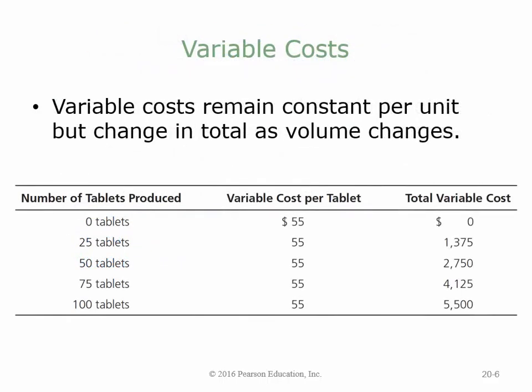All right, so this is kind of what I just explained. Variable costs remain constant per unit. What I mean by that is, if I've got a variable cost of $55 per tablet and I sell 0 tablets, then my total variable cost is $0. If I sell 25, it's going to be 25 times 55. Right? If I sell 100, it's going to be 100 times 55. The per unit cost stays the same all the time. That's the nature of variable costs. They stay constant on a per unit basis. Okay?